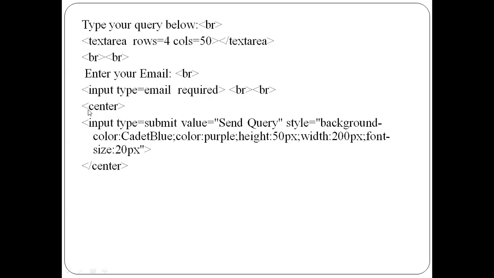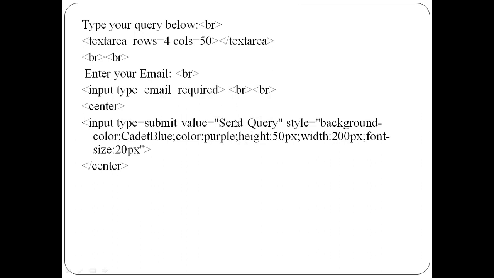After that, we want to include one button on the form. Okay, I am writing code for this submit button inside center tag so that the button will be aligned to the center side. Now this is the code for submit button. Input type equal to submit will add one submit button on my web page. Here the value of my button is send query. Okay, so this send query text will appear on the surface of my button.